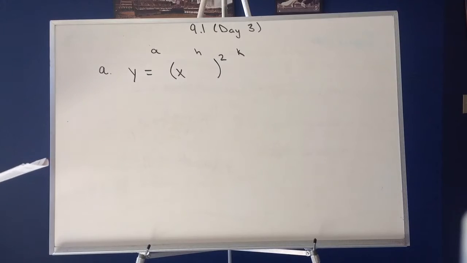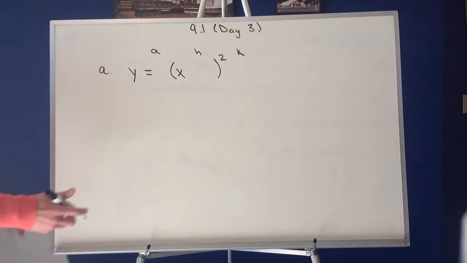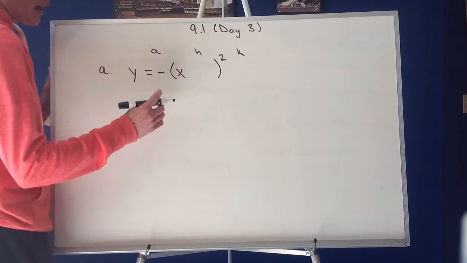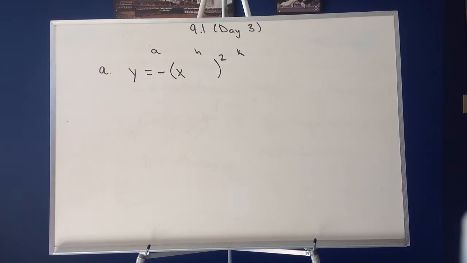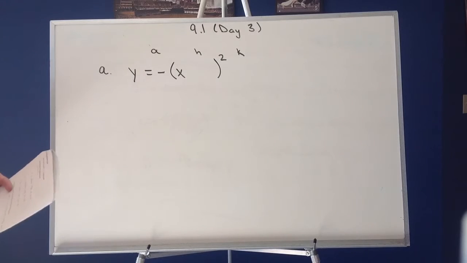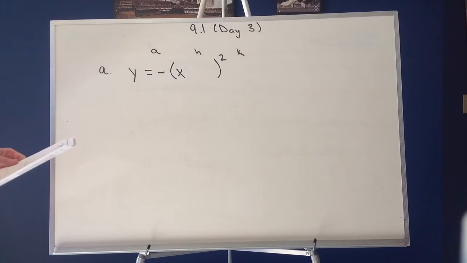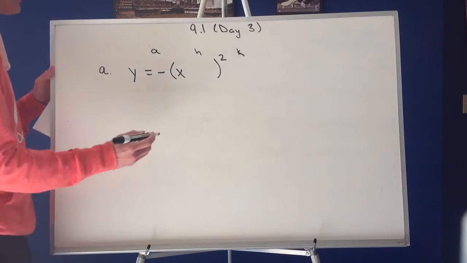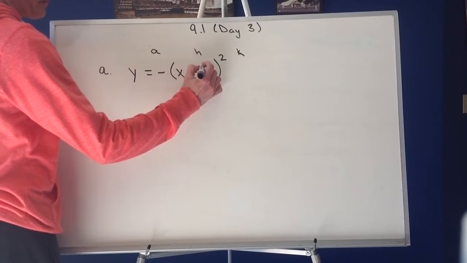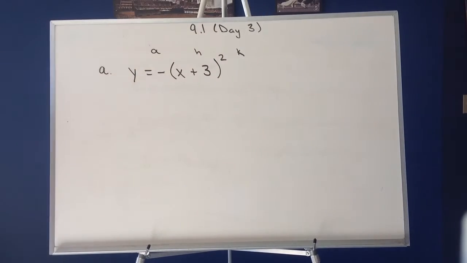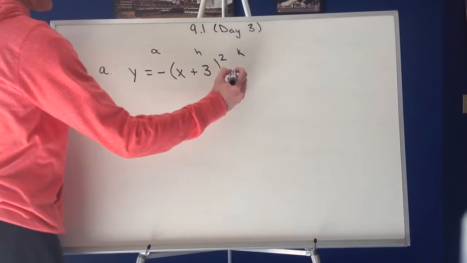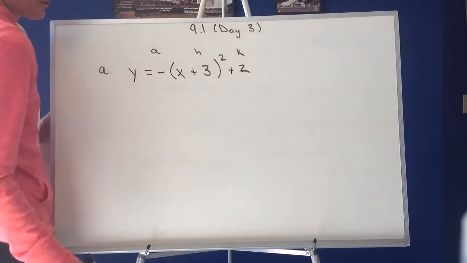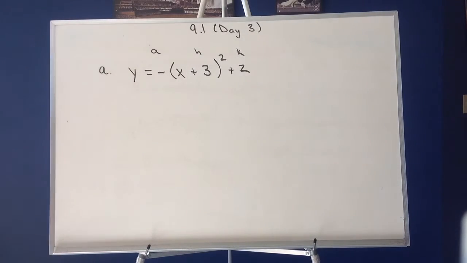So this one just opens down. It doesn't say anything about narrow or wide. So that just means that it will be a negative. Again, technically a -1 because that doesn't make the graph narrow or wide. Next it says it's shifted left 3. Left 3 means I need a positive 3 as my h. And then it says it's shifted up 2. That means my k would be a positive 2. So this would be the function we would want for the first one.